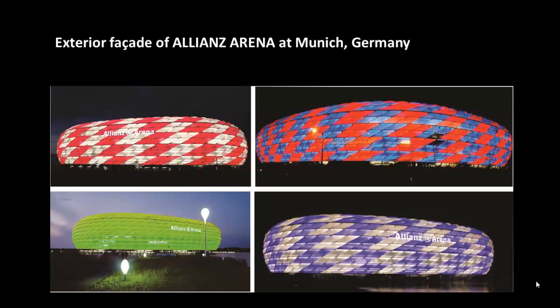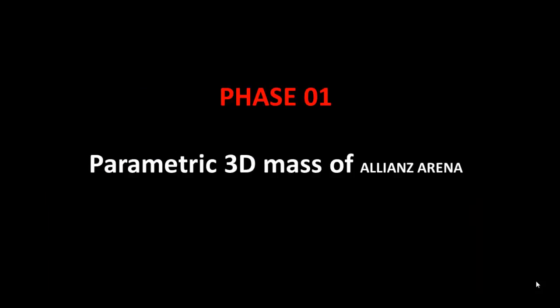These are some existing photographs of the arena, which is vividly expressing that these patterned color panels are being the major design features of the stadium from the very beginning. Now, the phase 1 of this project is creating parametric 3D mass of the arena.